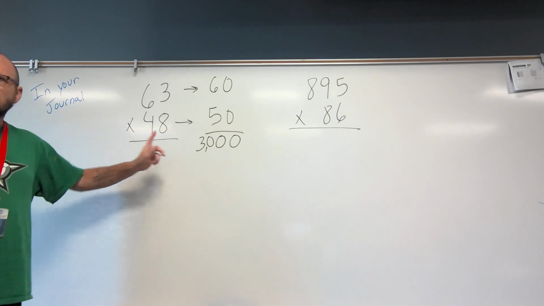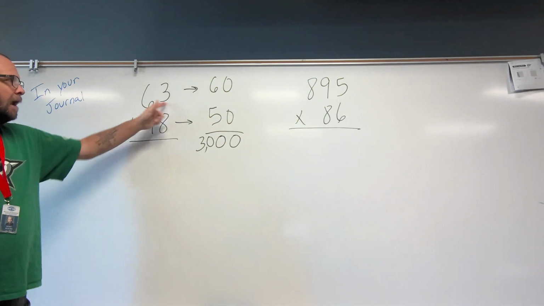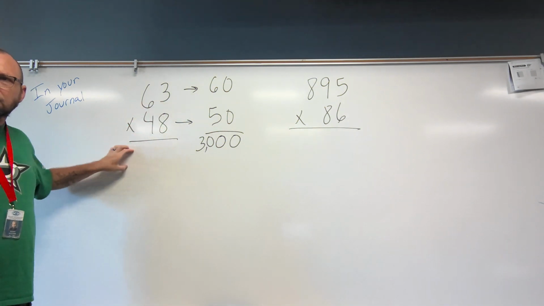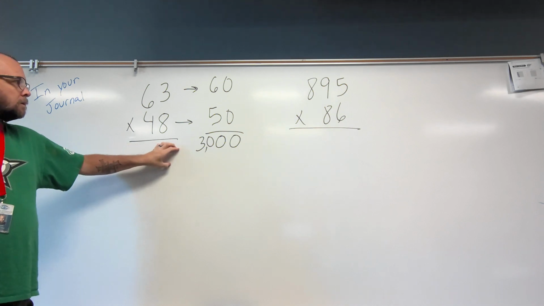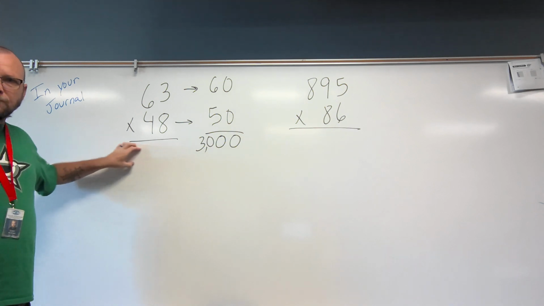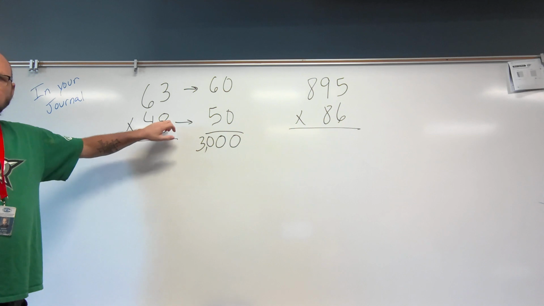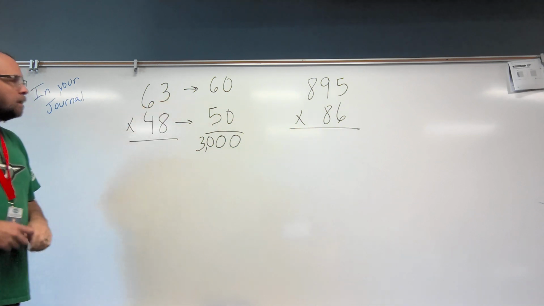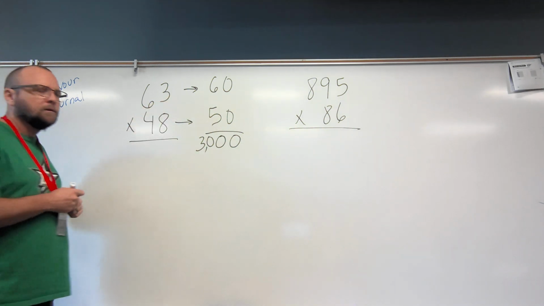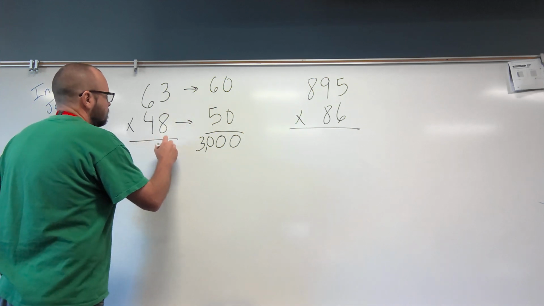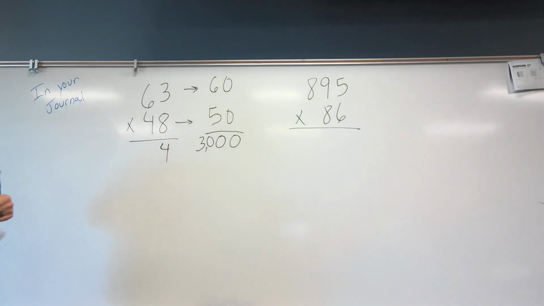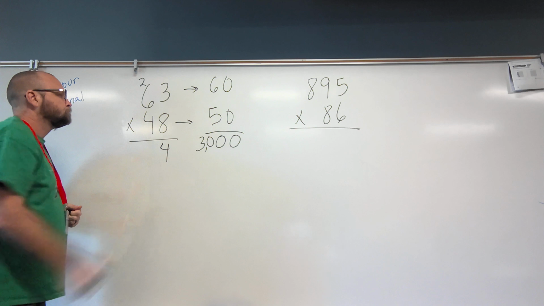All right, so we start in the ones place. Multiplying by 8 is going to give us one of our products here. What is 8 times 3, Brianna? 24. That's 24 ones. We're 4 ones and 2 tens.